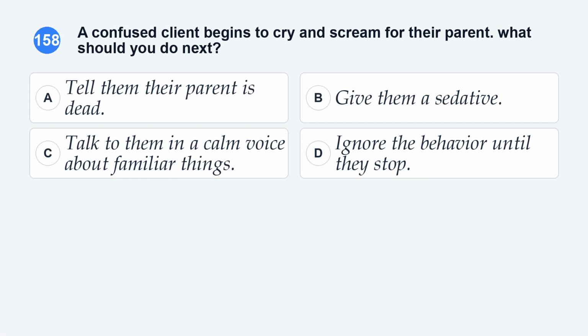Option A, tell them their parent is dead. Option B, give them a sedative. Option C, talk to them in a calm voice about familiar things. Option D, ignore the behavior until they stop.